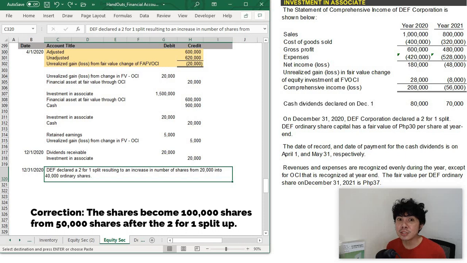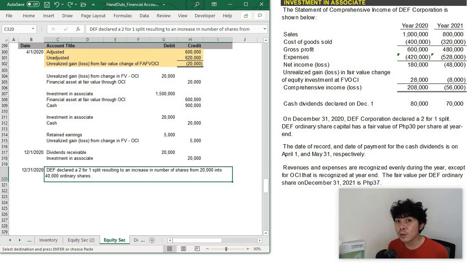Tapos, syempre, aside dyan, on December 31, meron tayong i-record sa ating libro as an adjustment to our investment in associate account. At ano yun? Alam naman natin na every year-end, ang isang company ay nagre-record ng mga closing entries. At ang closing entries pertains to the net income or comprehensive income ng isang company na kino-close sa retained earnings. So, pag kino-close sa retained earnings, ibig sabihin, may effect yun sa shareholders' equity.